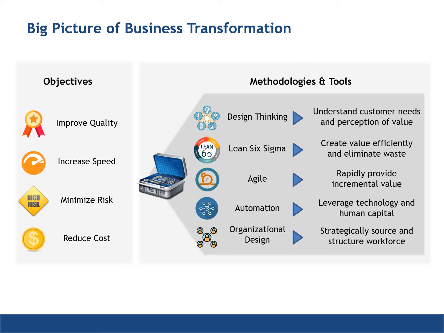The second one is Lean Six Sigma, which is very deeply rooted in the manufacturing industry, and we will get into that. But essentially, it's trying to find ways to create value efficiently and eliminate waste in your end-to-end processes.